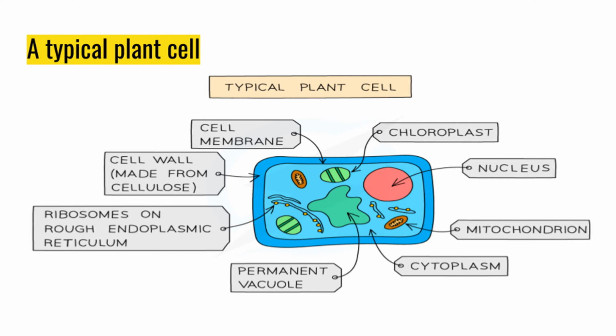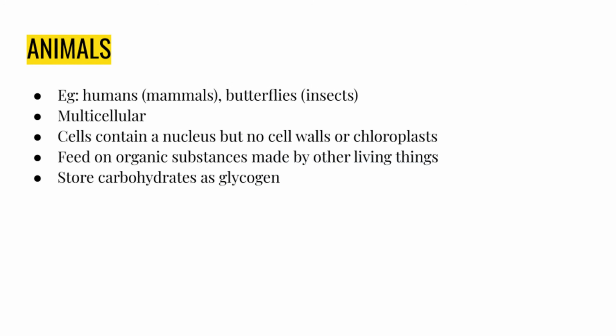Now that is a typical plant cell, how it looks. Now number two is animals. Animals include humans, for example, which are mammals, and butterflies, for instance, which are insects. Animals are multicellular, meaning that they contain several or multiple cells.